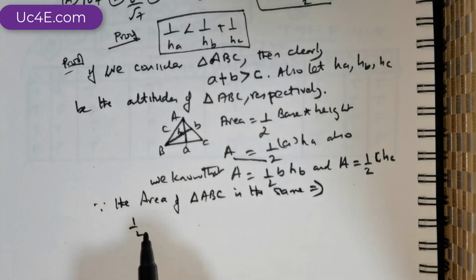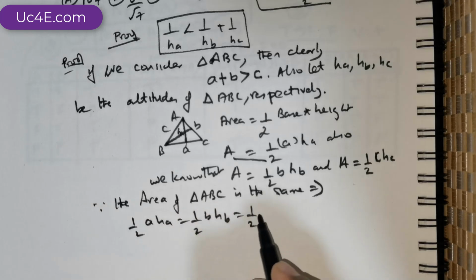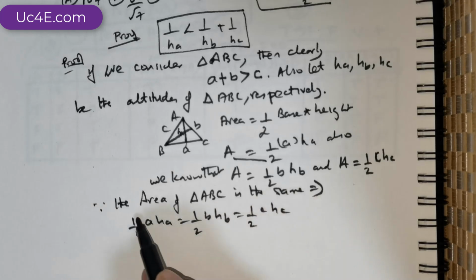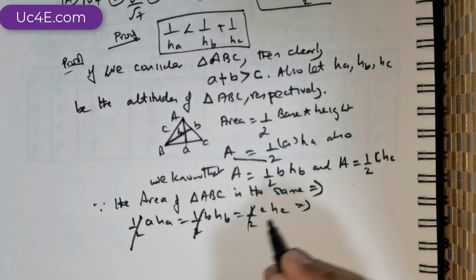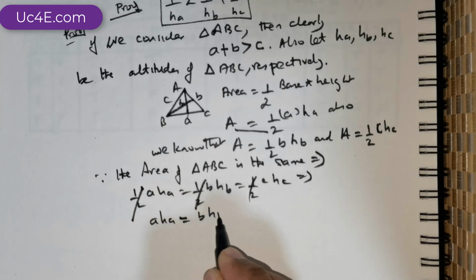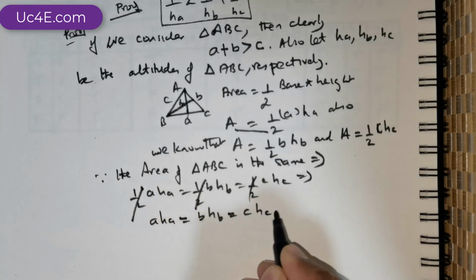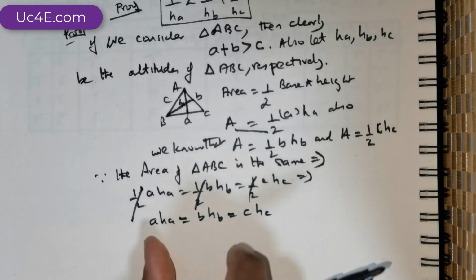So this means 1 over 2 times a into ha will be equal to 1 over 2 times b into hb is equal to 1 over 2 times c into hc. I can very well cancel these, and I have: a into ha is equal to b into hb is equal to c into hc. So this is one particular deduction we have obtained.